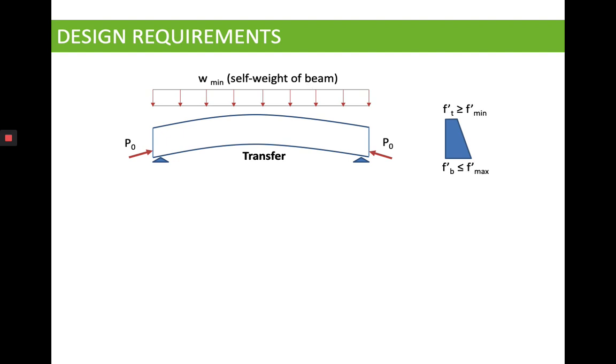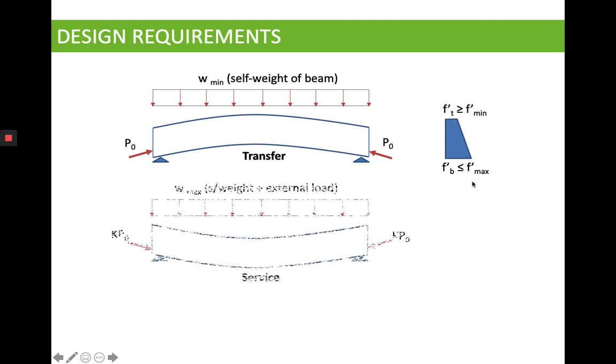In view of the stress block, at this point, this F prime T is for the stress that is acting on our structure, and this F prime minimum is the tensile stress limit. As for F prime B, this is the value for the bottom part of our structure, and this value should not be more than F prime maximum. This F prime maximum is for the compressive stress.